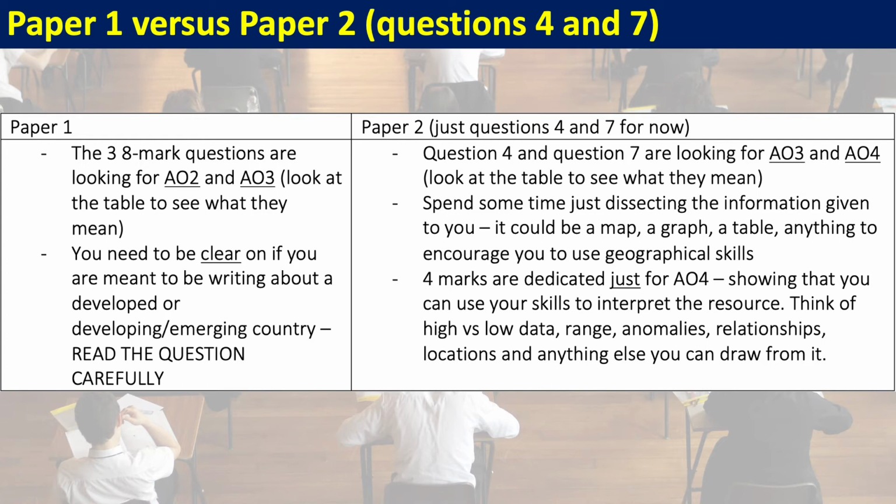So I've written there, think of things like highest versus lowest in the data. Think of range. Think of any anomalies you see. Think of relationships. And also where you see these different things occurring. So you might need to use compass directions. You might need to use place names. Remember, 4 marks are dedicated just for you to demonstrate that you can interpret the resource. So at the very least, every single student should be able to get a minimum of half marks on questions 4 and 7 on paper 2.